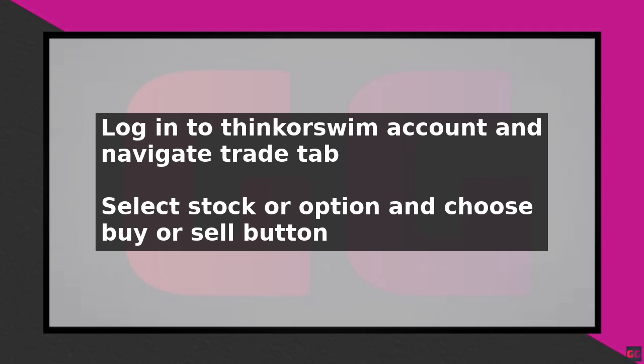For the first leg, enter the number of shares you want to trade and set the limit price at which you want to take profit. For the second leg, enter the same number of shares and set the stop price at which you want to stop the loss. Make sure the quantities and symbols are the same for both legs.